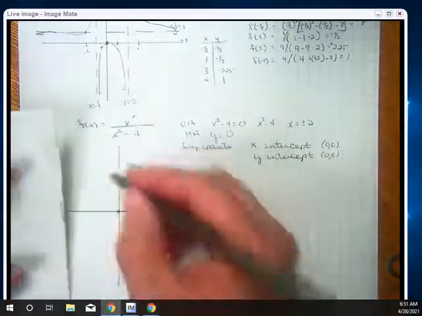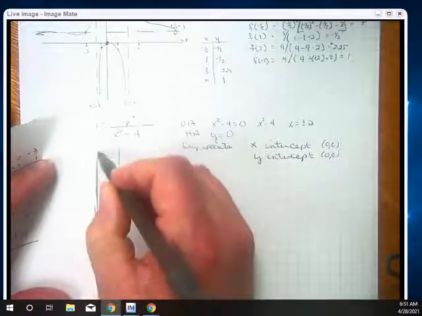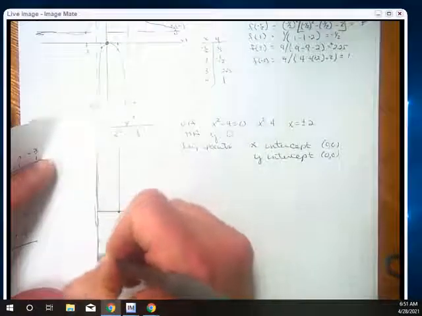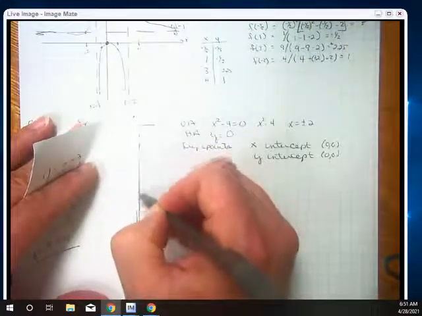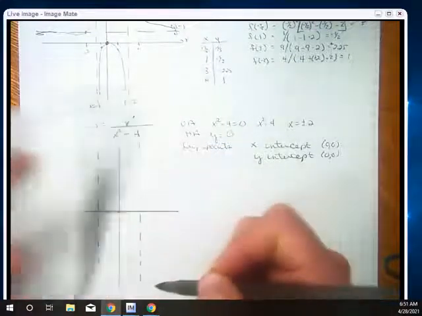I'm going to start using my card, drawing my vertical asymptotes, my horizontal asymptotes, and the key points that I currently know.